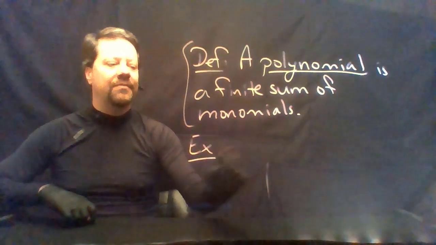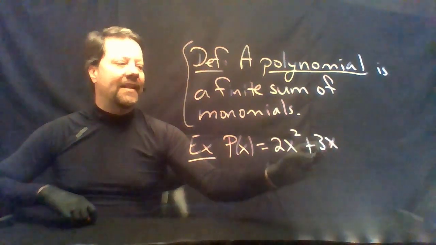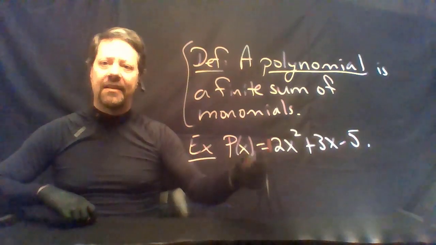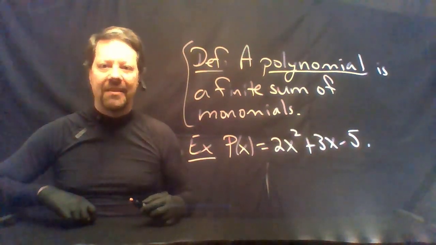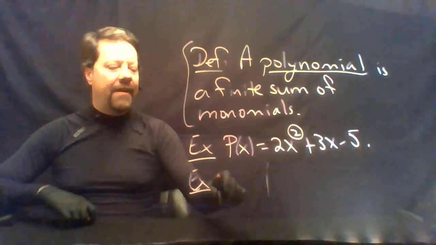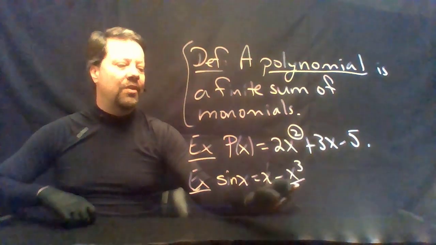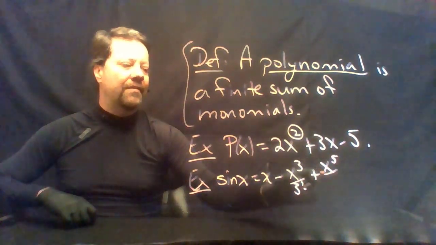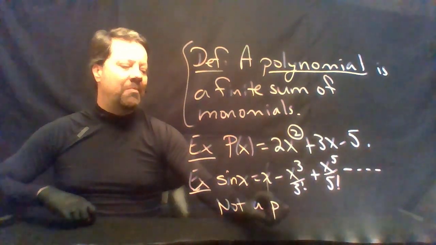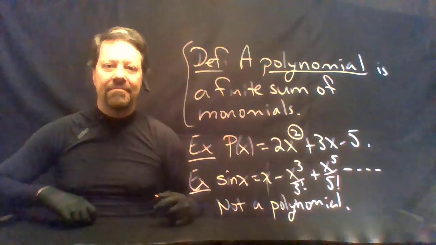So for example, p of x equals 2x squared plus 3x minus 5 is a polynomial. The degree of a polynomial is the degree of the highest degree monomial in the sum. So this would have degree 2. If I write, say, sine x, which I know to be x minus x cubed over 3 factorial plus x to the 5th over 5 factorial minus so on forever, this is not a polynomial. It is a power series.